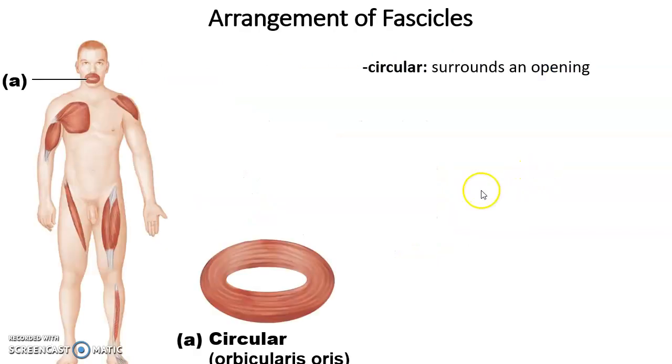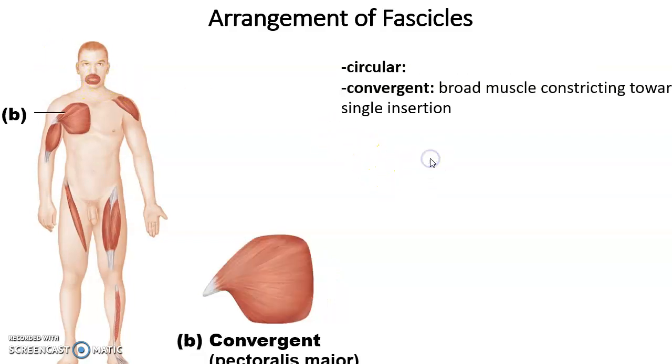Now, these muscle fibers can be arranged in different ways. For instance, the muscle fibers could be arranged in a circular formation so that they insert into themselves. For example, the muscle going around the mouth is orbicularis oris. They can be convergent, where you have a very broad area of muscle fibers and fascicles coming into a narrow single insertion. So pectoralis major is an example of that.